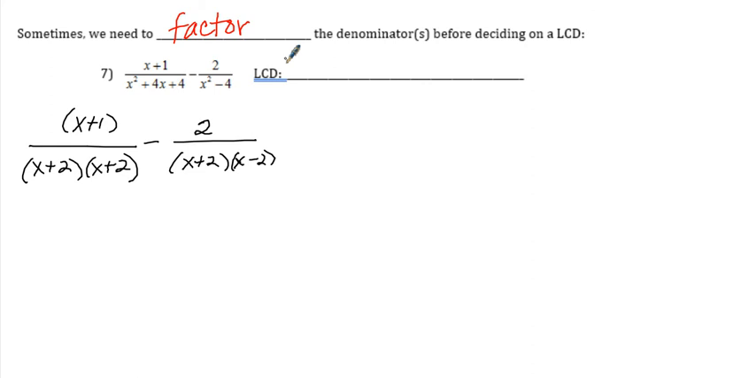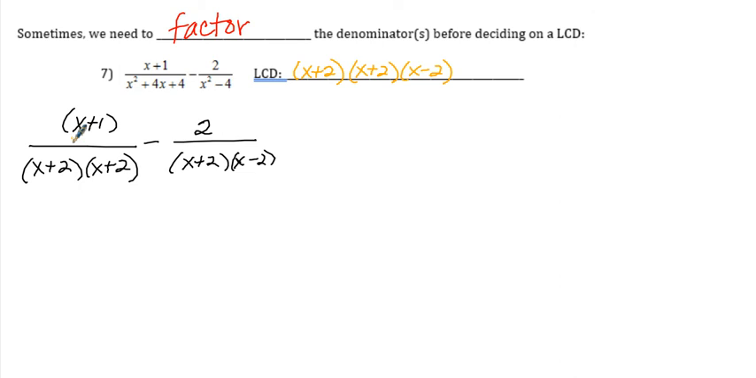Now we can see what is that common denominator that we're going to be using. So this denominator has an x plus 2 and an x plus 2. This denominator has an x plus 2 and an x minus 2. So hopefully you can see that the lowest common denominator is going to be x plus 2, x plus 2, and x minus 2. Those are all the things that would make this a common denominator.